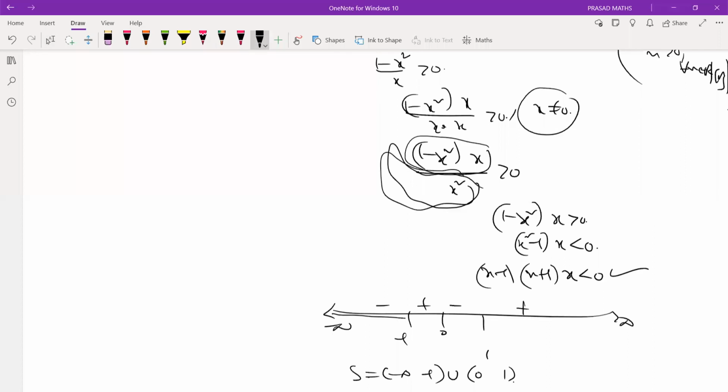The question is: is it a neighborhood of all its points? Yes. My set is from here to here, union 0 to 1. Is it a neighborhood of this point? Yes, we can provide a small neighborhood which is inside the set. Is it a neighborhood of this point? Yes. Therefore, this is an interior point. Is it a neighborhood of this point? Yes, we find a very small neighborhood which is inside the set. So S is a neighborhood of all its points. Therefore, every point of S is an interior point.